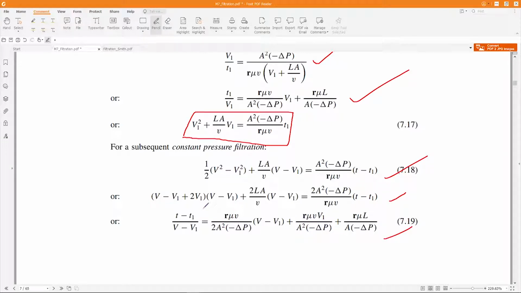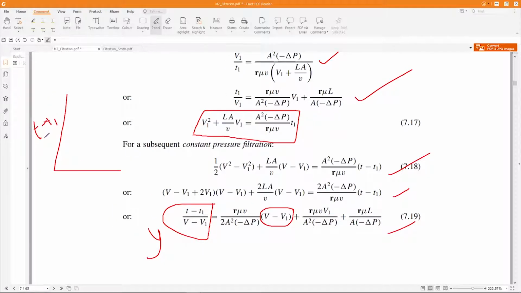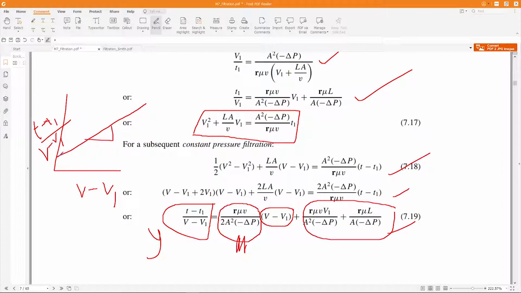So as you can see, this is the y. This will be the dependent variable on this independent variable. So if you plot t minus t1 versus v minus v1 on the y-axis and v minus v1 on the x-axis, then you'll get a straight line, with a slope equal to this, and intercept equal to the sum of these two. This will be the intercept.